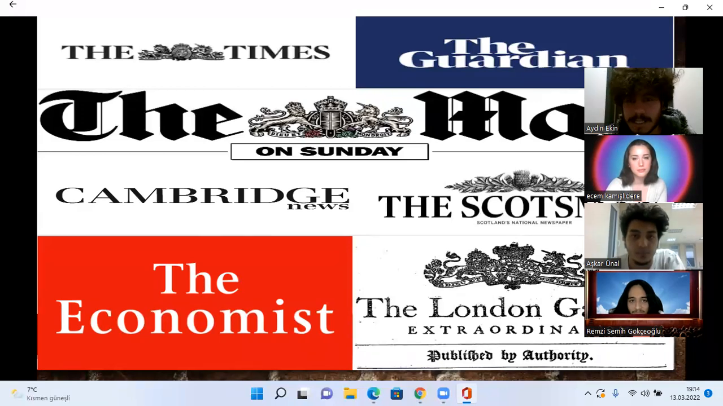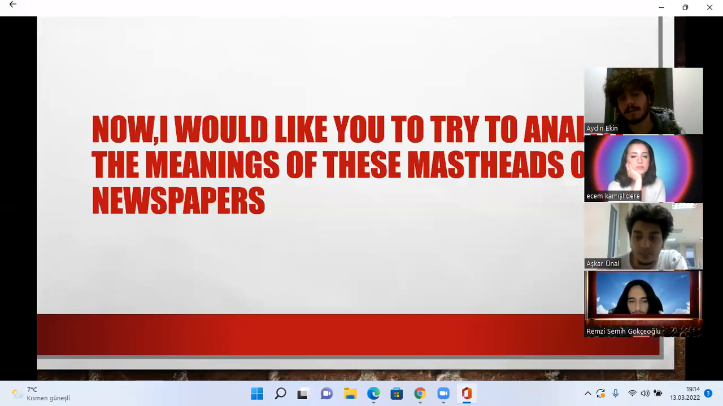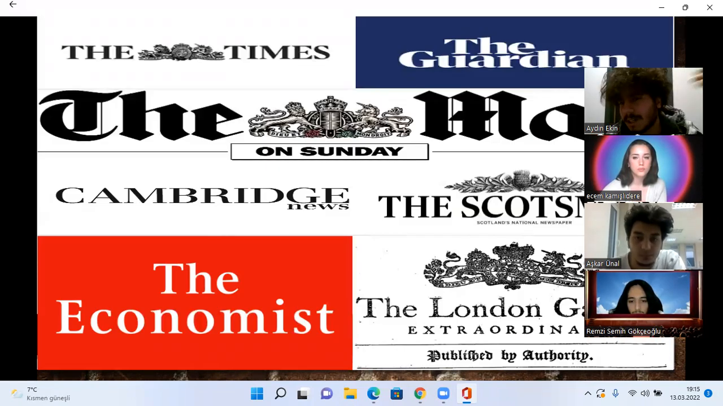Here I have a list of 7 newspapers. I want you to take your time and take a look at all of them. Are you done? Yes. So first of all, you've seen all of the newspapers, and I'd like you to try to analyze the meanings of these mastheads of newspapers. So we're talking about them in general.